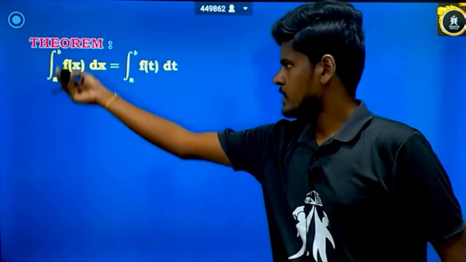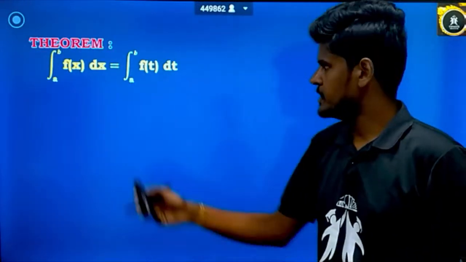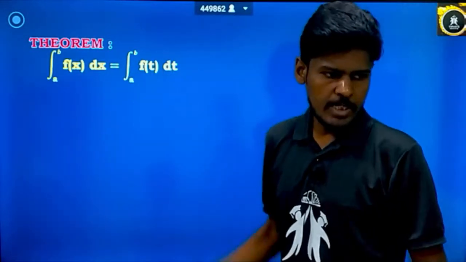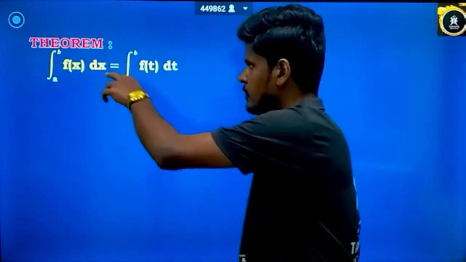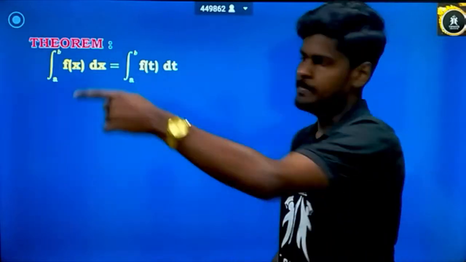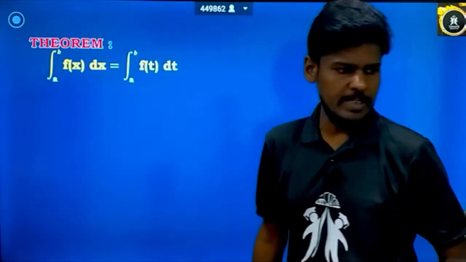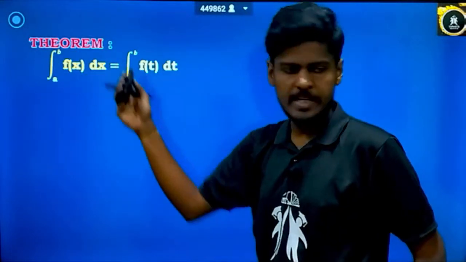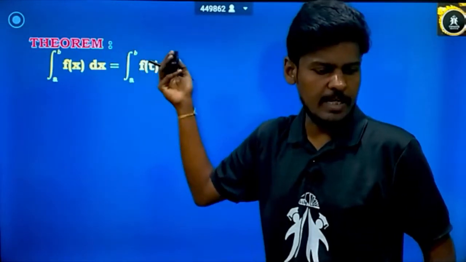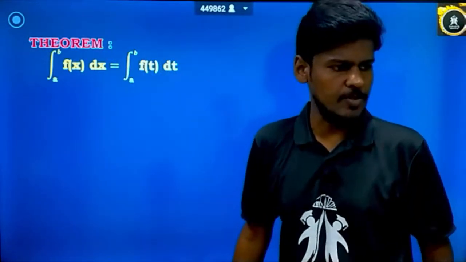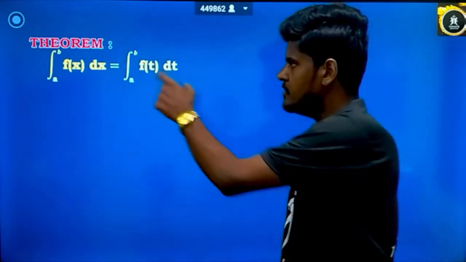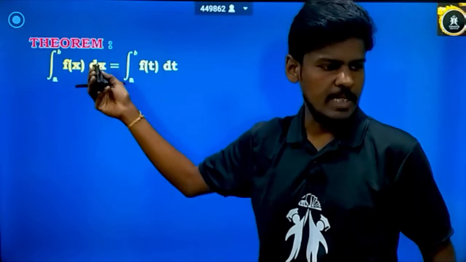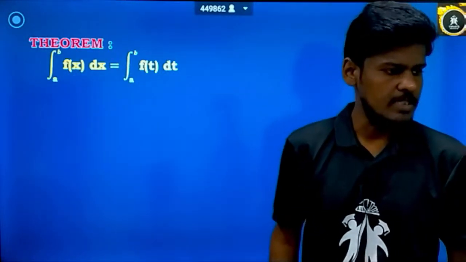Next is integral a to b f of x dx is equal to integral a to b f of t dt. What does this theorem mean? It means if we change the variable x to some other variable, the integral value will remain unchanged. That is why this is called a dummy variable. This x in dx is called a dummy variable. Similarly, t is also a dummy variable. So whatever is the variable of integration, even if we change that, the answer will remain unchanged.